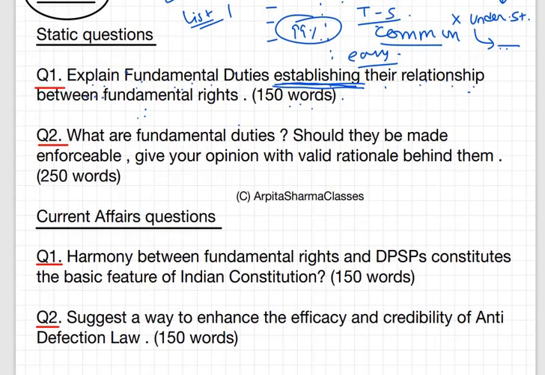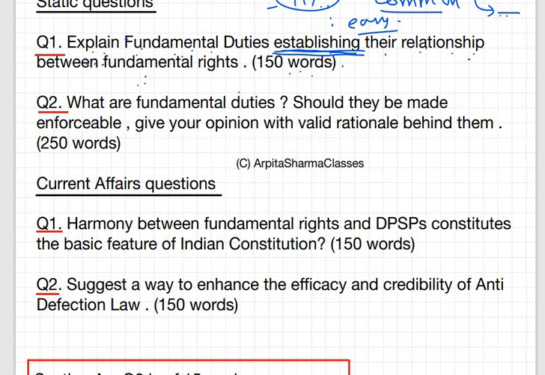Now coming on to question number 2. What are fundamental duties? This part I have already explained here. Fundamental duties क्या है? Here also students committed this mistake of writing all the fundamental duties. It was not even asked. They were just asking what is fundamental duty. You just had to explain it in 4 to 5 lines. Second part of the question is, should they be made enforceable? Give your opinion with valid rationale behind them.